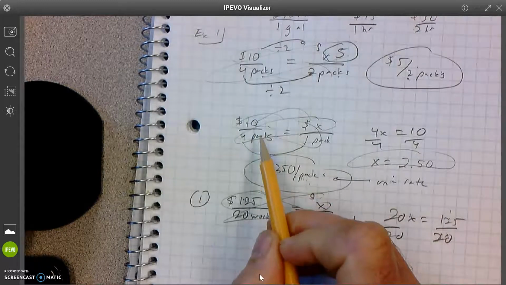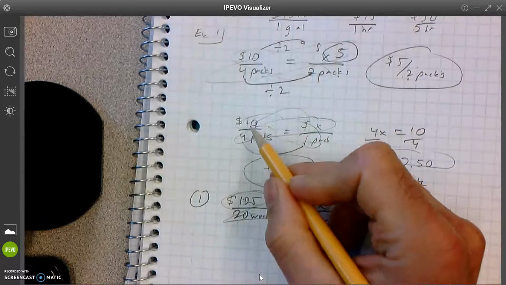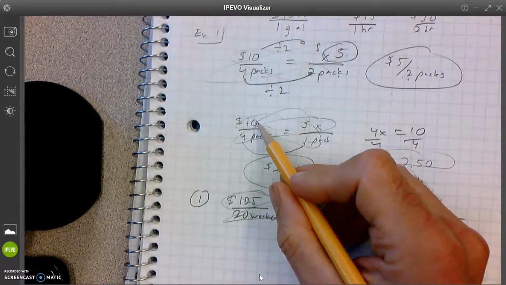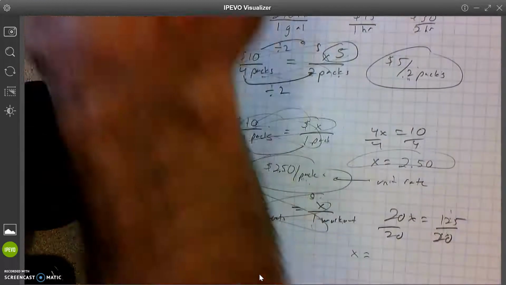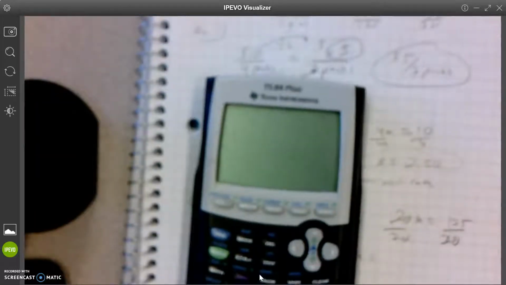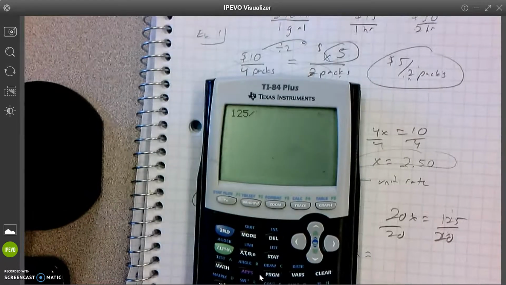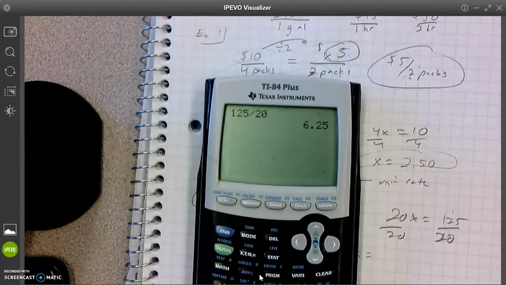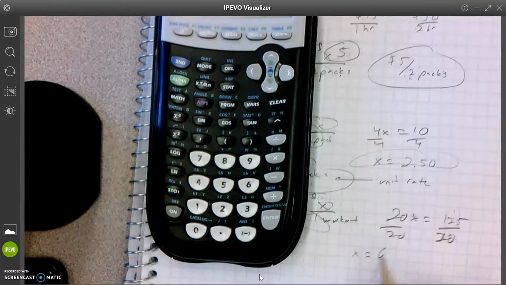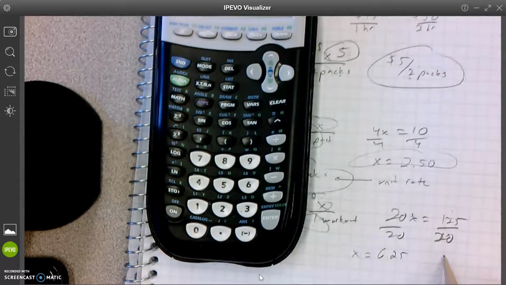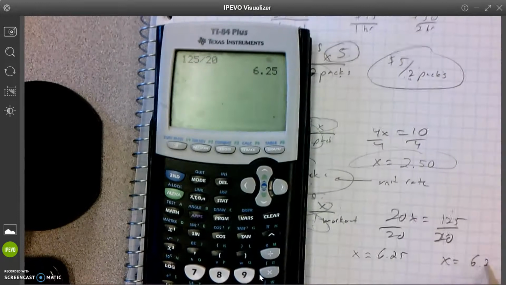And right here we did the same problem in the last one. We did 10 divided by 4. So in order to find the unit rate, you just divide the numerator and denominator like that. So x is going to be, calculator it out, 125 divided by 20. Boom. So it's $6.25 for x.